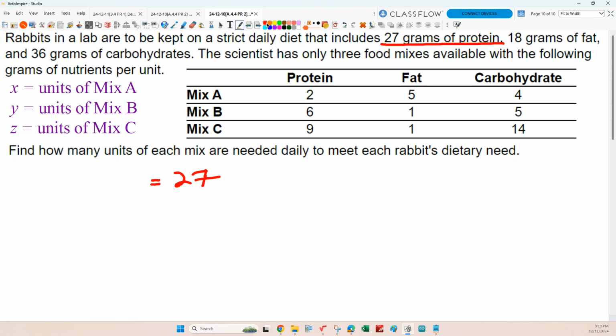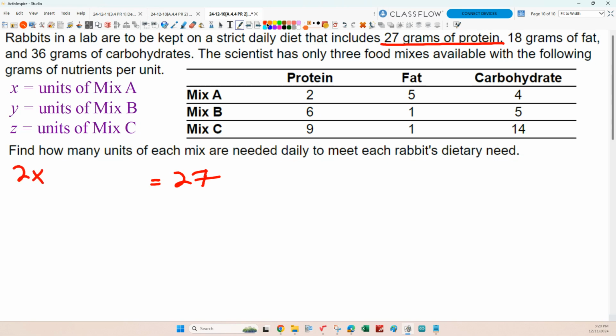We're talking about protein. So if I have X scoops from bag A, of mix A, how many total grams of protein am I getting from mix A? It tells me I get 2 grams per scoop. So how many total grams of protein am I getting if I take X scoops from the first bag? 2X. Everybody see that? That's the protein from the first bag.